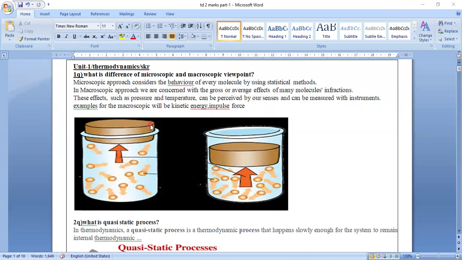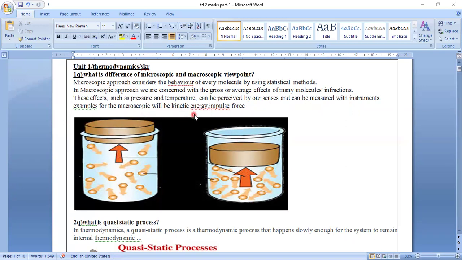But here the lid is on the top. In the second position, the lid is coming down and putting pressure on the molecules. They are also trying to lift the lid upwards. So this creates some pressure and temperature in this liquid. It can be sensed and can be measured with instruments. By seeing or touching physically, you can say there is some temperature and pressure, or by using some instruments you can test the pressure and temperature.